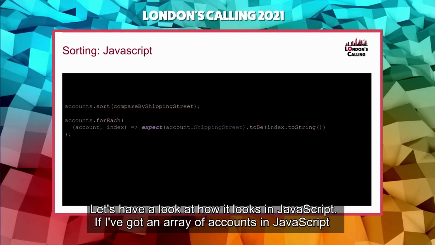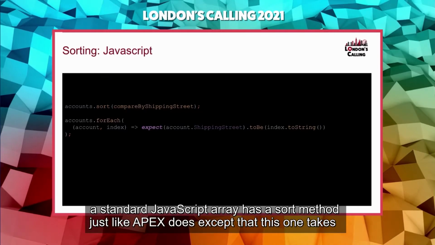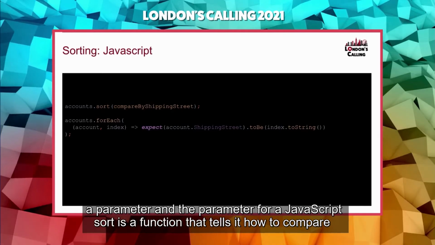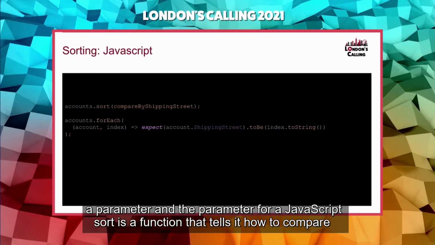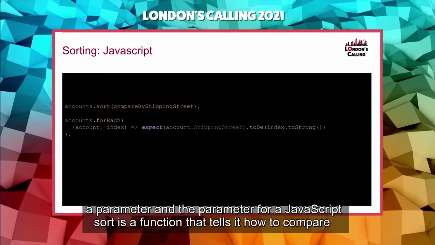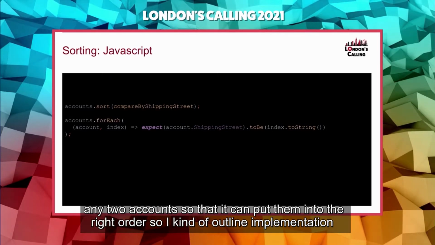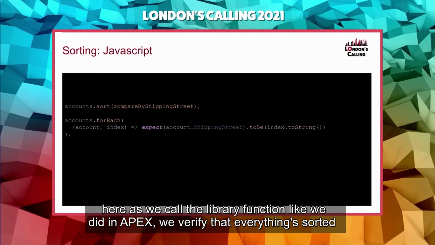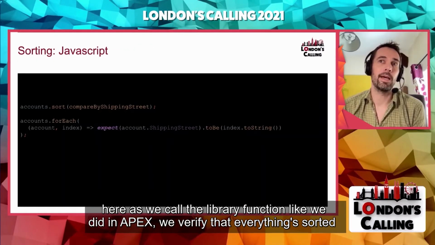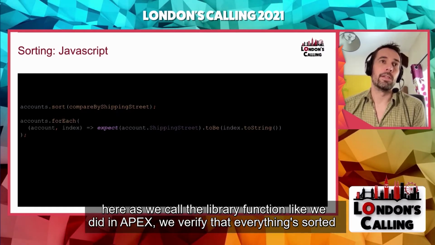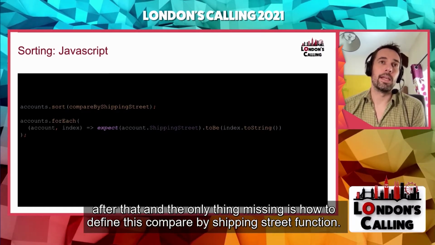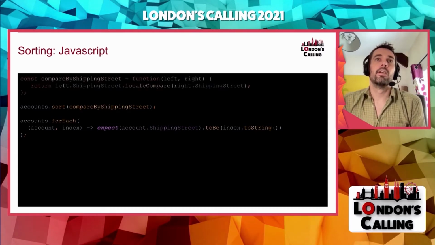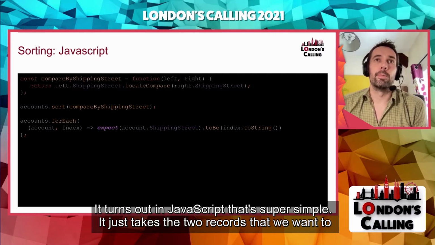If I've got an array of accounts in JavaScript, a standard JavaScript array has a sort method, just like Apex does, except that this one takes a parameter. And the parameter for a JavaScript sort is a function that tells it how to compare any two accounts so that it can put them into the right order. So our outline implementation here is we call the library function like we did in Apex. We verify that everything's sorted after that, and the only thing missing is how to define this compare by shipping street function. It turns out in JavaScript that's super simple.